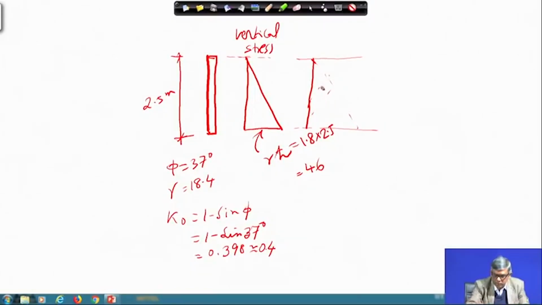So, it will be 0.4 times of 46, it will be again... sorry, I have written this wrongly. This will be 18.4 multiplied by 2.5.